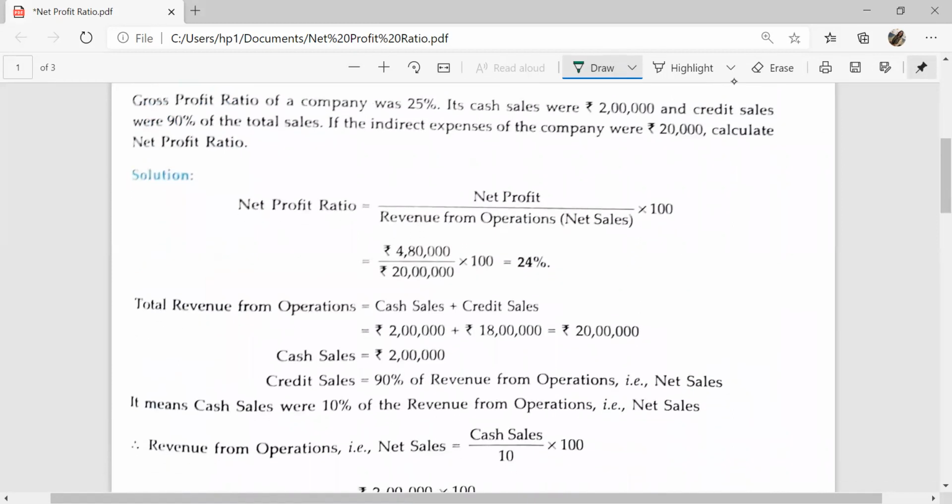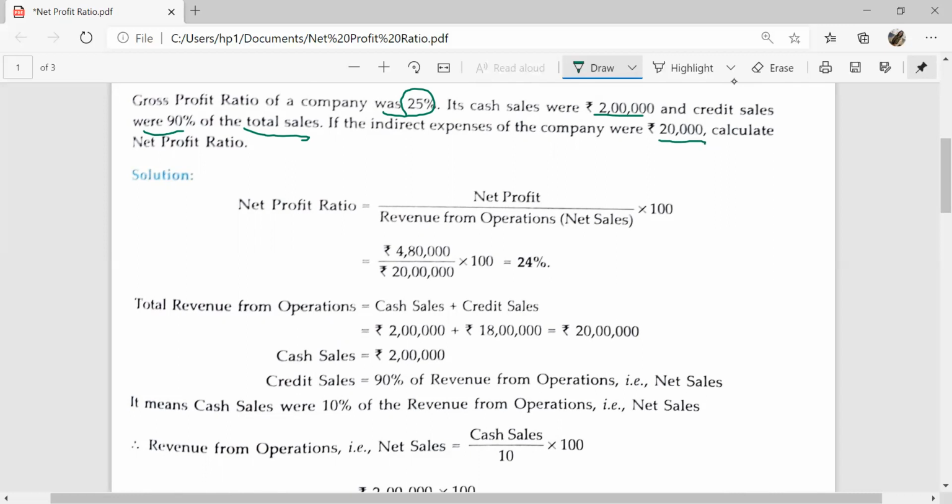Gross profit ratio of company was 25%, and it is not mentioned whether this gross profit ratio is on revenue from operations or on cost of revenue from operations. When nothing is mentioned about it, it is assumed that the gross profit ratio is on revenue from operations. Revenue from operation means sales. Cash sales were 2 lakh and the credit sales were 90% of the total sales. And revenue from operations means total sales minus sales return. And the indirect expenses of the company were 20,000. Calculate the net profit ratio.